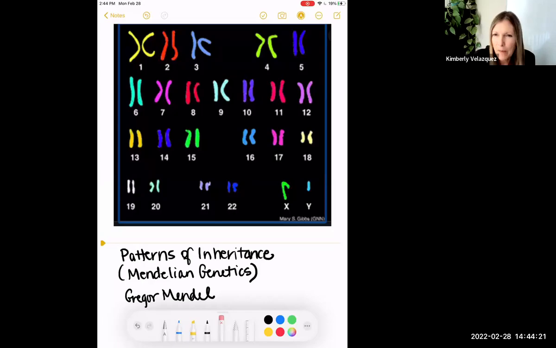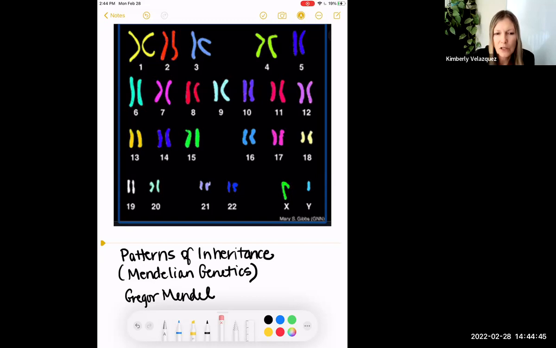Hi, this lecture is about patterns of inheritance. This is how we inherit traits on our chromosomes. Those traits follow different patterns, and you'll understand what that means a little bit better when we go through some examples. The first person to really study this topic and publish was an Austrian monk named Gregor Mendel, so it's sometimes also called Mendelian genetics.